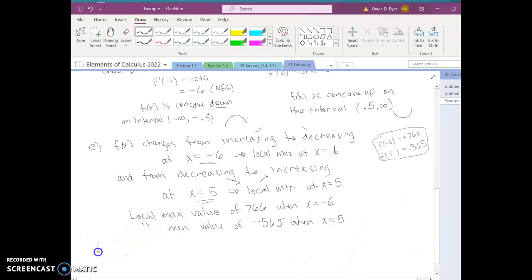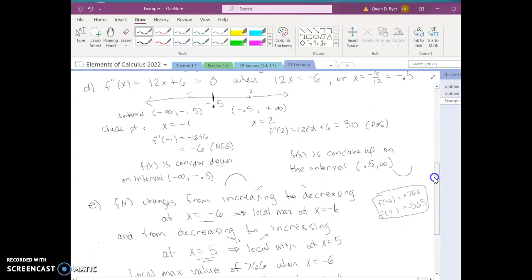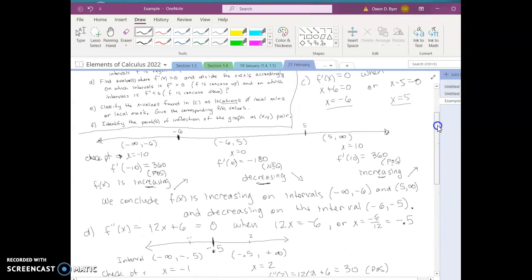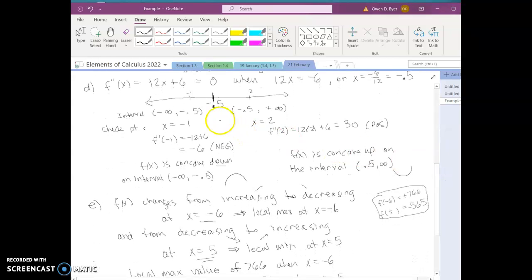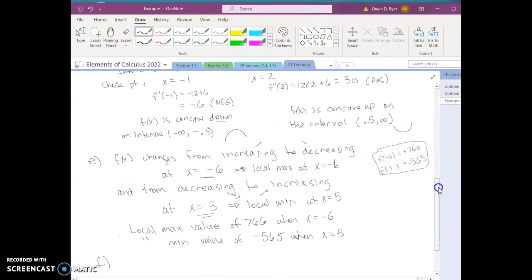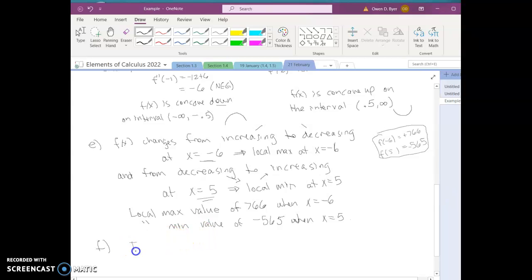And part F says to identify the points of inflection. Well, we found that for the second derivative, we went from concave down to concave up when x was negative 0.5. So this means we have an inflection point when x equals negative 0.5. I'll go plug that in and give the value here.